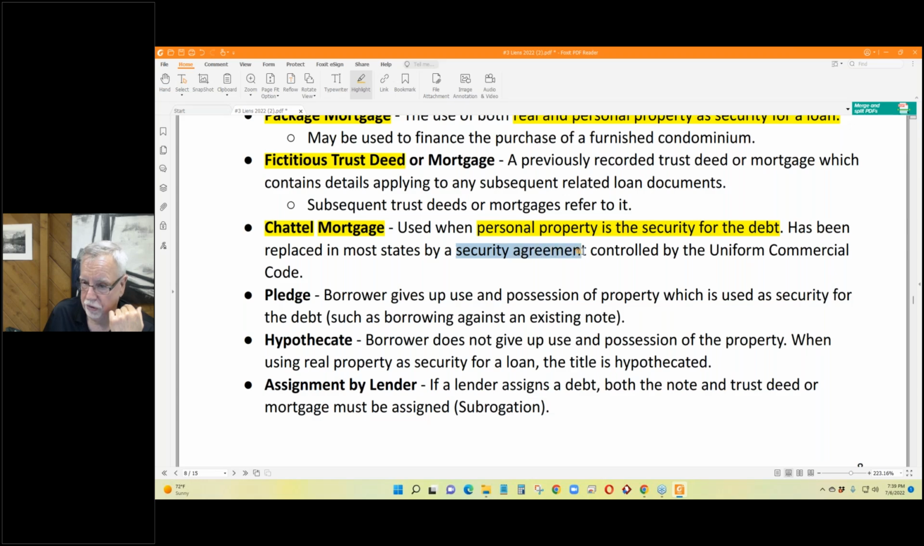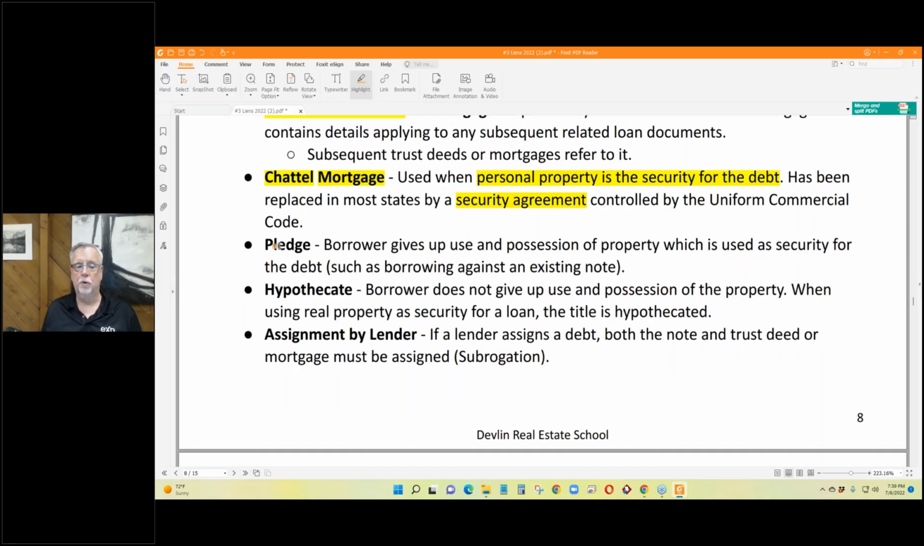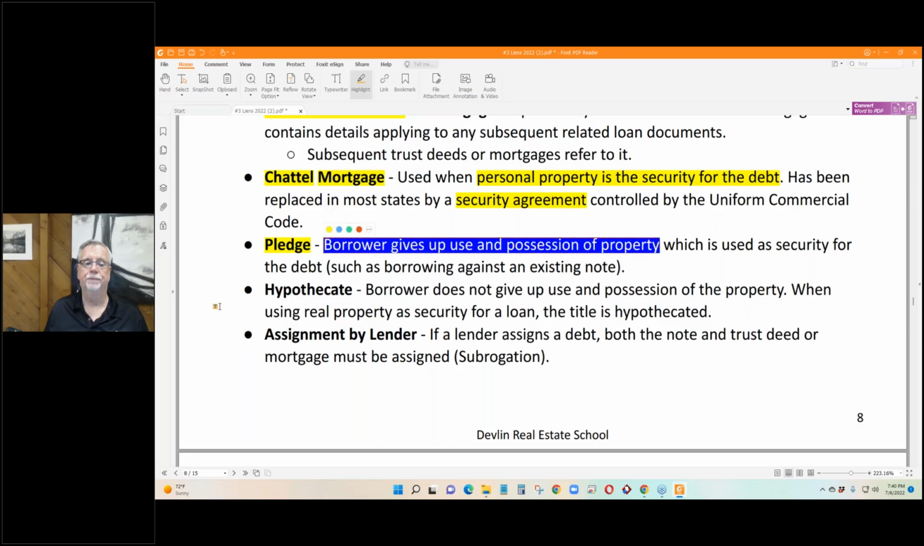It's also called a security agreement if you're using the new term, but sometimes the Department of Real Estate asks about chattel mortgage. Remember, a pledge, mortgage, or to pawn is when the borrower gives up use and possession of the property. We'll talk more about that.